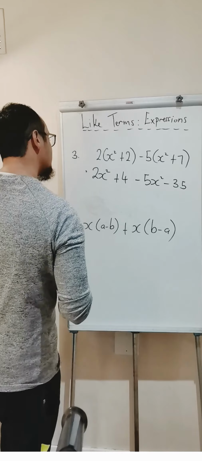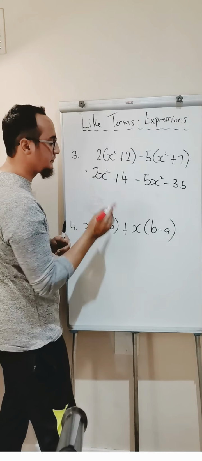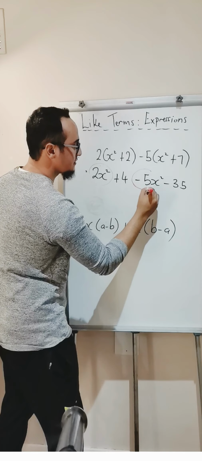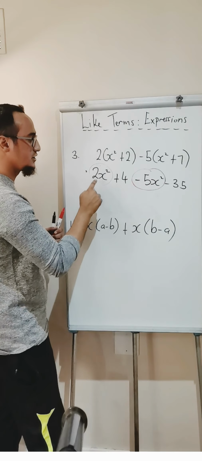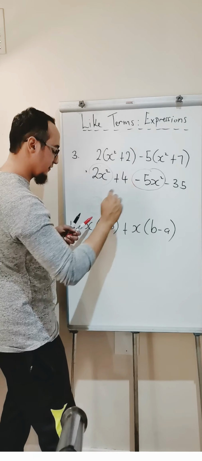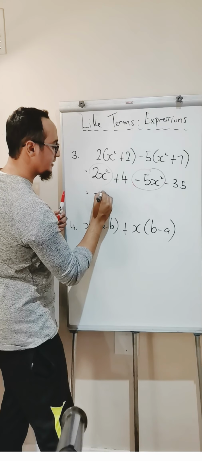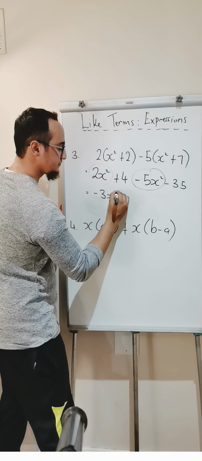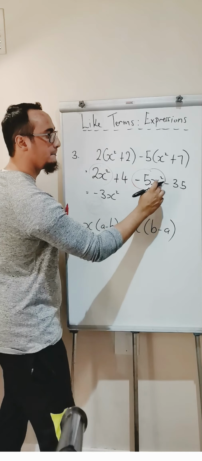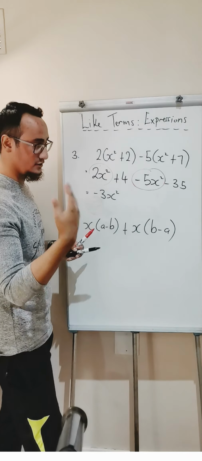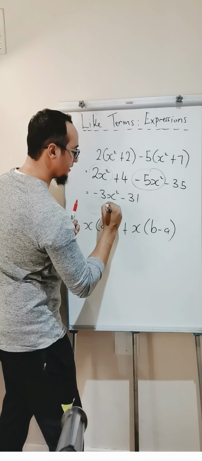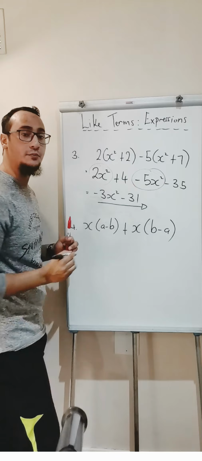Now I circle what is like terms. Remember, same letter as well as same exponent. So 2 minus 5 is equal to negative 3. And what do I have left? The x squares. 4 minus 35 is equal to negative 31, and my answer is completed.